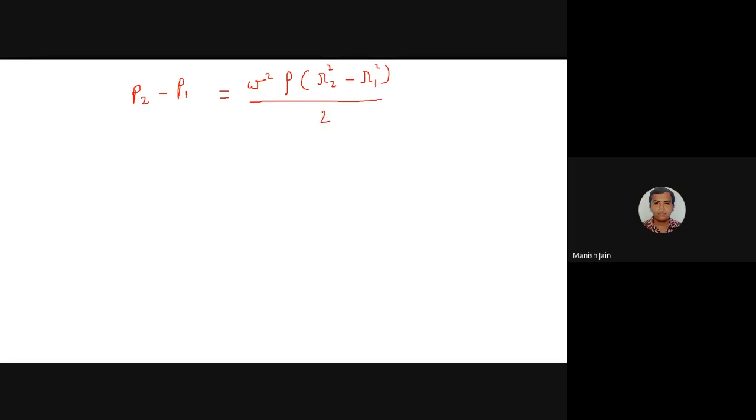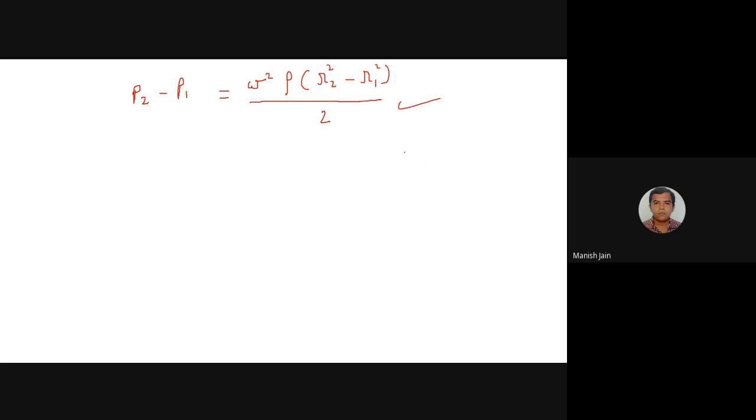Most of the centrifuges are the equipment used to separate out two immiscible fluids very quickly. So if you have two immiscible fluids and you want to separate out that fluid very quickly, you can use the centrifuge. So the centrifuge works on this principle, and you can determine the pressure drop, and based on the pressure drop, you can determine where you have to put the inlet and outlet pipelines in the centrifuge.